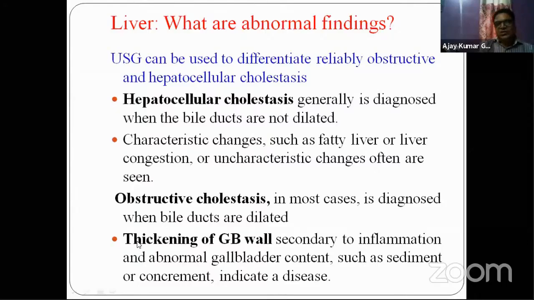Another abnormal condition is if you find any thickening of the gallbladder wall, or you find abnormal gallbladder contents. Normally, gallbladder contains only anechoic fluid that appears completely black. If you find any sediment or any concretion in the gallbladder, or if you find thickening of the gallbladder wall, that will indicate a disease.